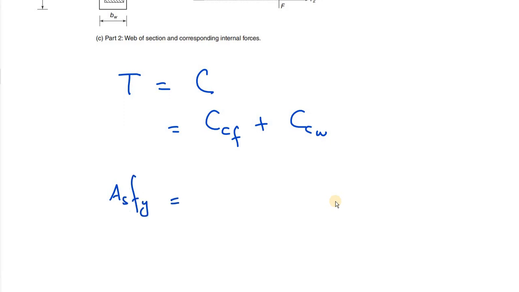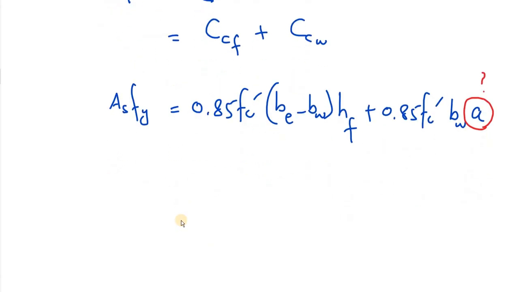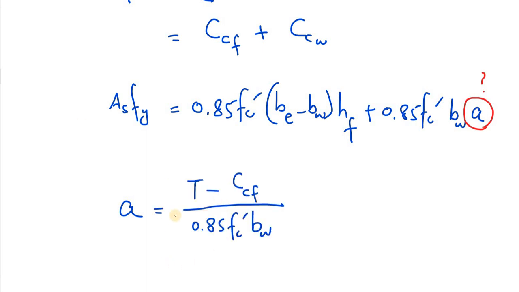We have just written the equations for these two, and we have assumed that tension steel is yielding. So ASFY is equal to 0.85 FC prime, BE minus BW, into HF, plus, again, 0.85 FC prime into BW into A. Now A is the only unknown in this equation, so you can calculate it from this expression. A would be equal to T minus CCF, divided by 0.85 FC prime BW.